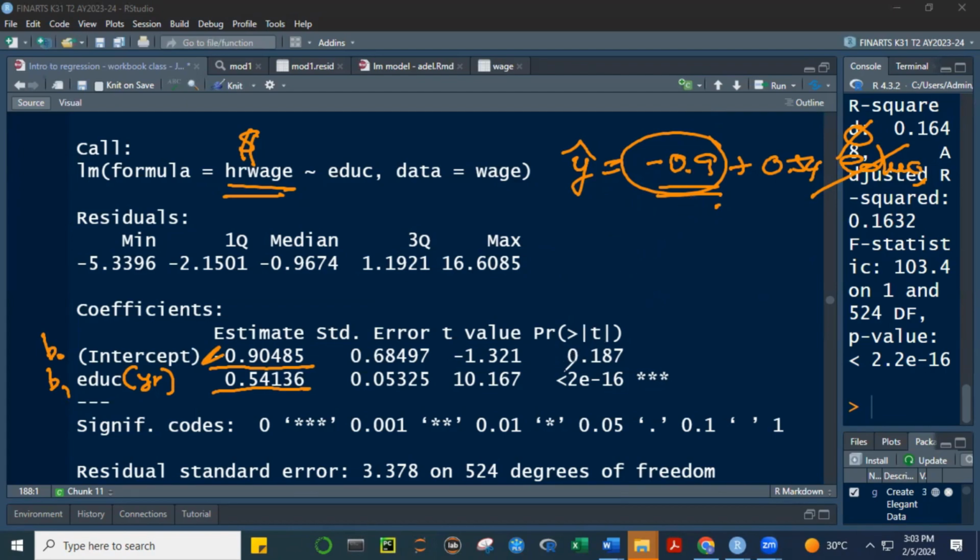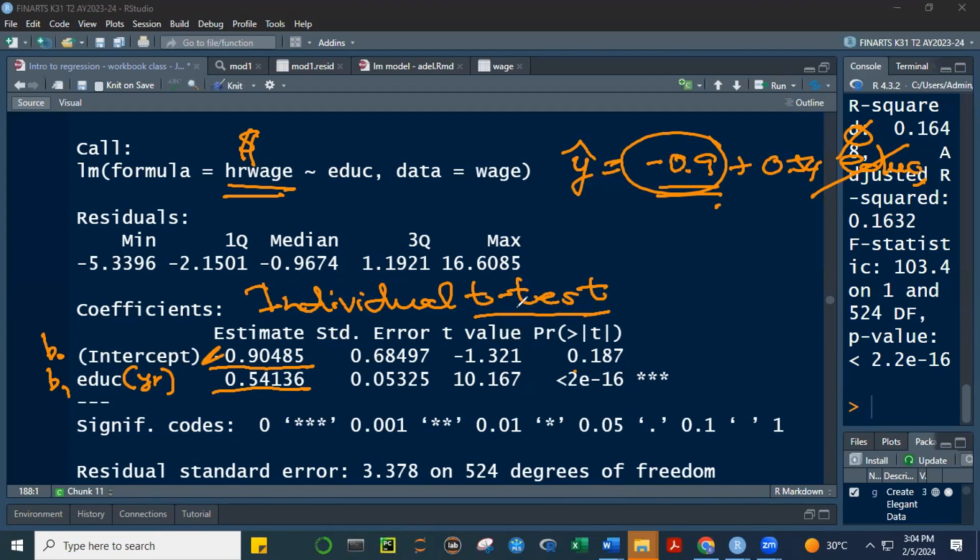However, class, even if it's not significant, we still include this one in the equation. We still include the intercept. That cannot be said of the parameters ng slopes. No? Pag ang slope, class, hindi significant, hindi siya sinasama. We'll discuss the significance in a while. So we have here, class, by the way, this is called your individual t-test. Why t-test? Because we're using the t-stat in order to determine whether your parameters are significant or not.